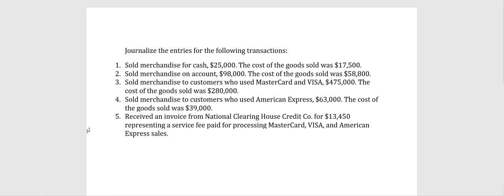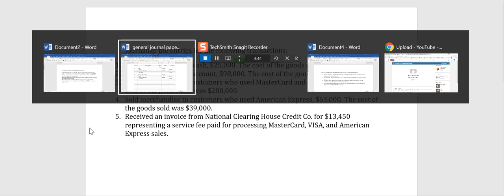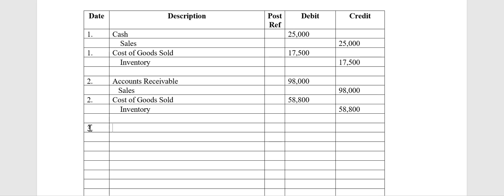In the third transaction, it says we sold merchandise to customers who used MasterCard and Visa in the total of $475,000. The cost of the goods sold were $280,000. Anytime that a credit card is being used, MasterCard, Visa, American Express, Discover, any of those are seen as a cash transaction to us as the business because MasterCard or Visa or American Express is going to pay us the money, and then the customer then owes that money to MasterCard or Visa. They don't owe it to us. So we're going to record this as a cash transaction.